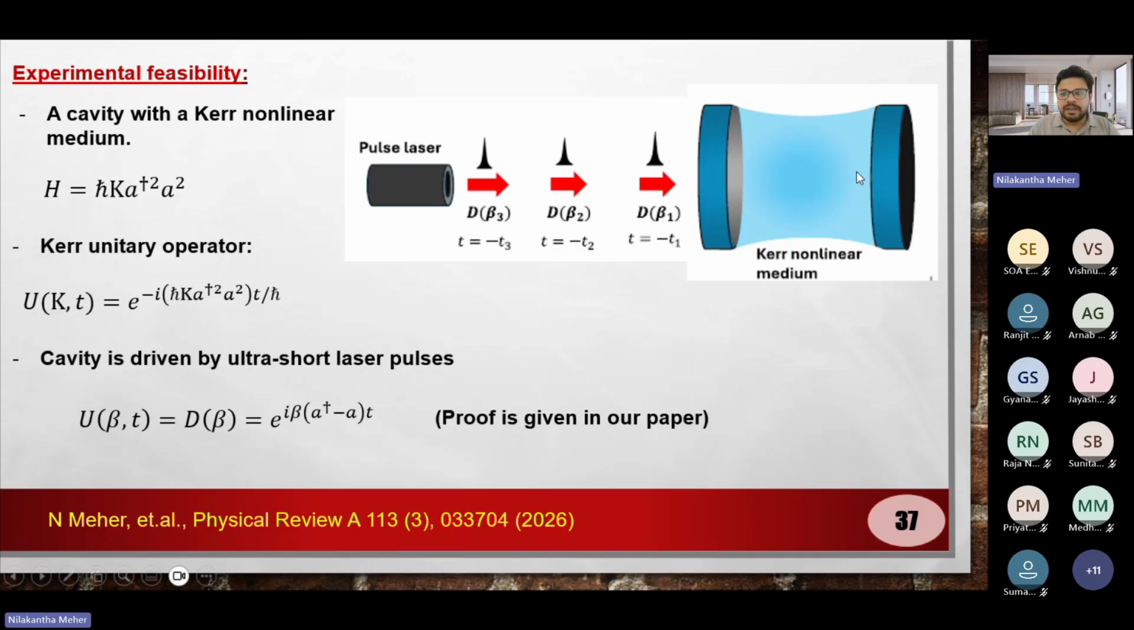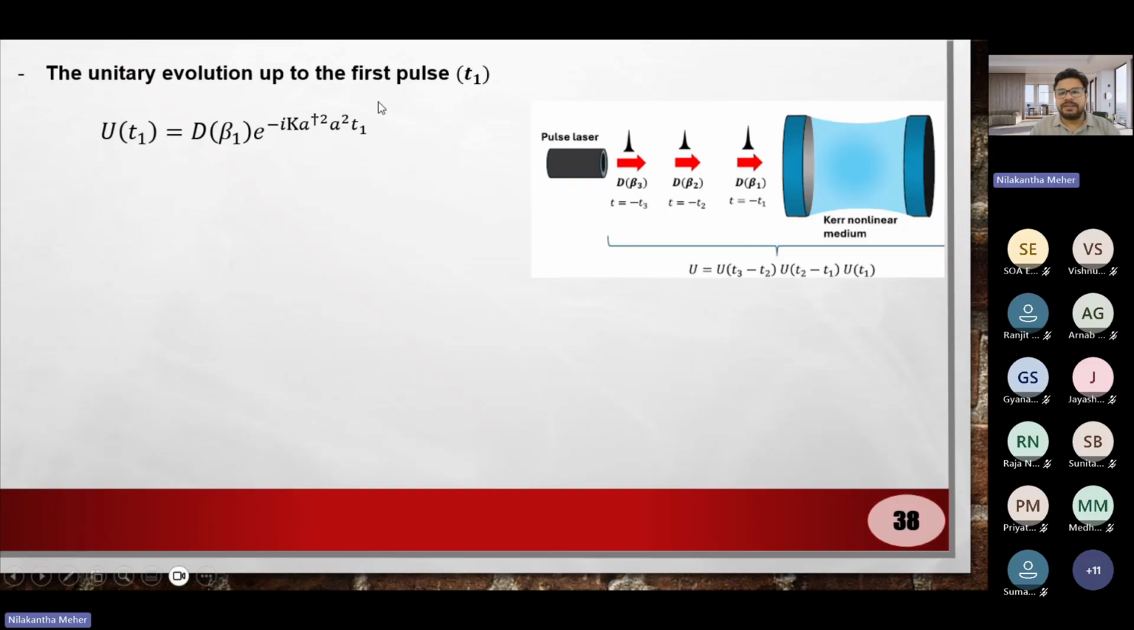So what we got here? We got a cavity with Kerr nonlinear medium, and we are driving this cavity by 3 laser pulses, that is, by a pulse laser at different times. And we have also proved that these ultra short laser pulses are equivalent to displacement of the cavity. So now we can see the unitary evolution up to the first pulse, that is T1. We can write the free Kerr evolution, and the driving amplitude beta1 up to the first pulse.